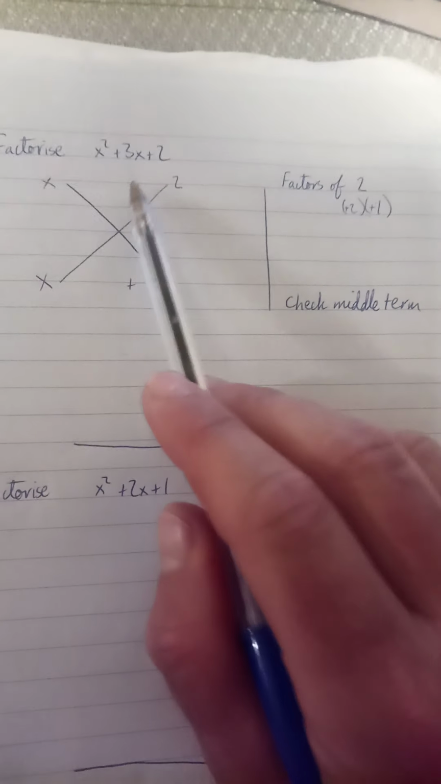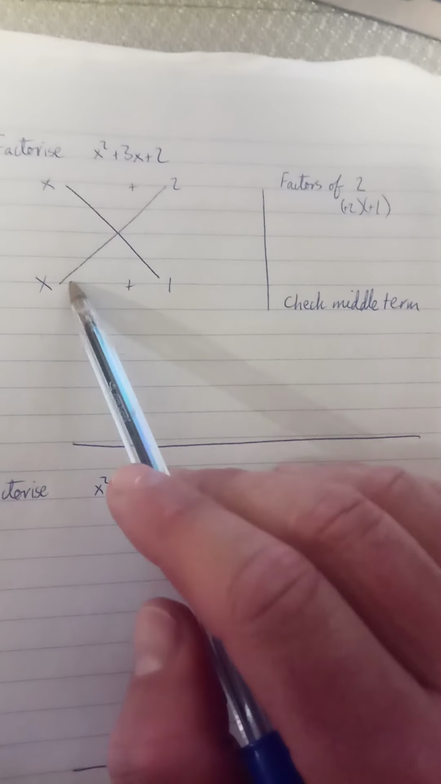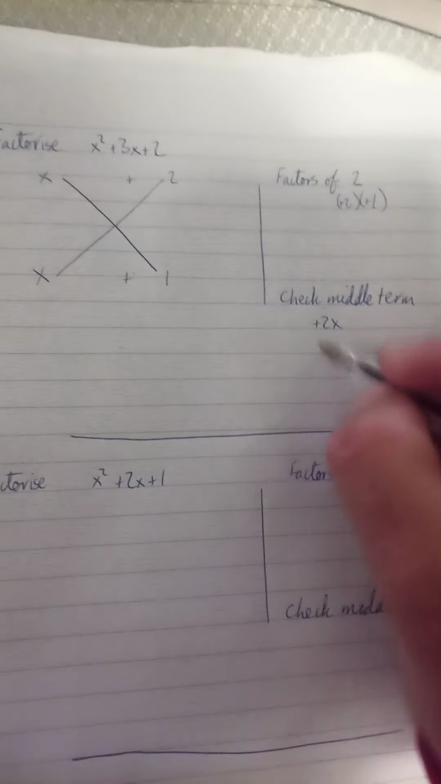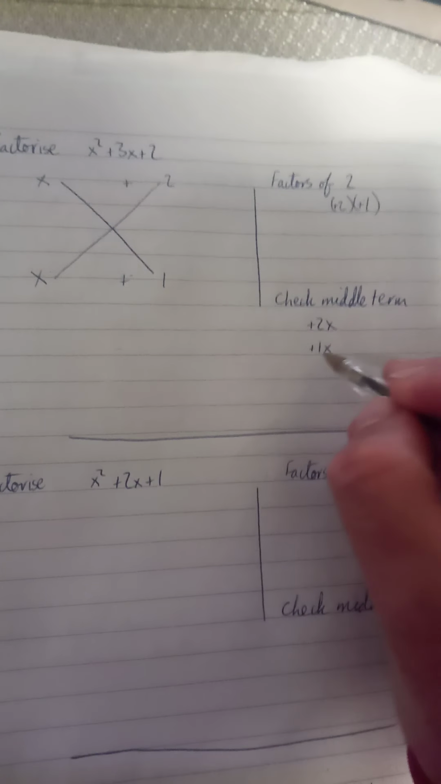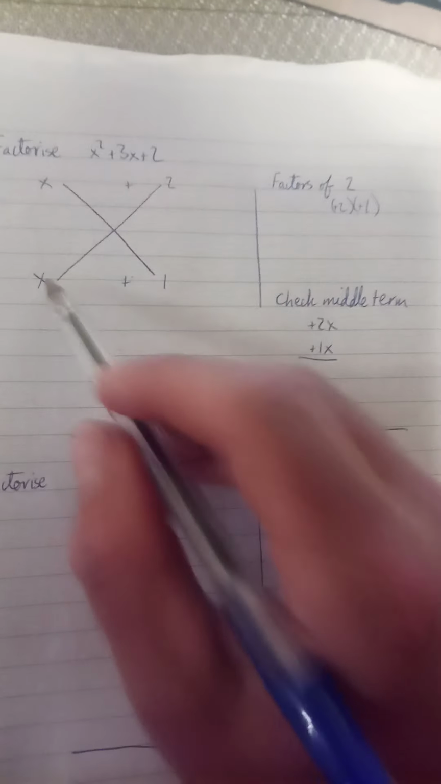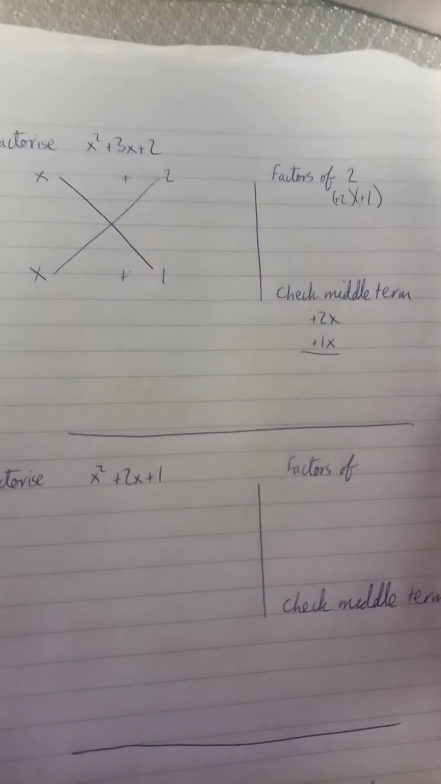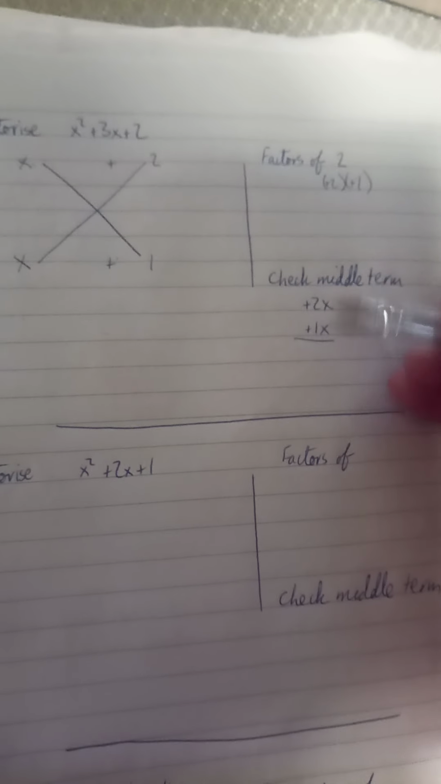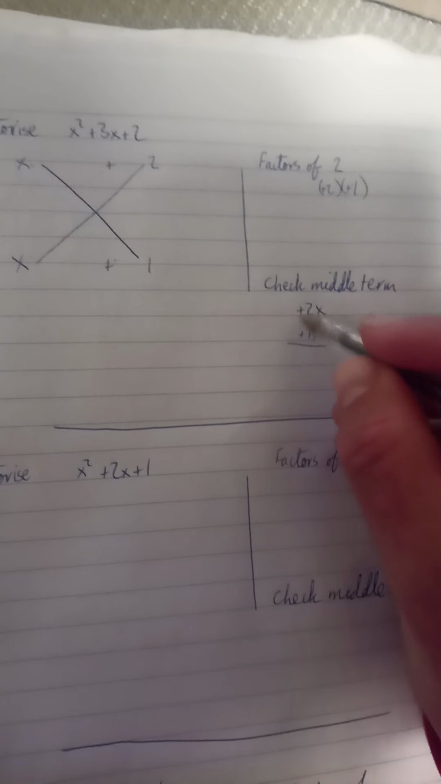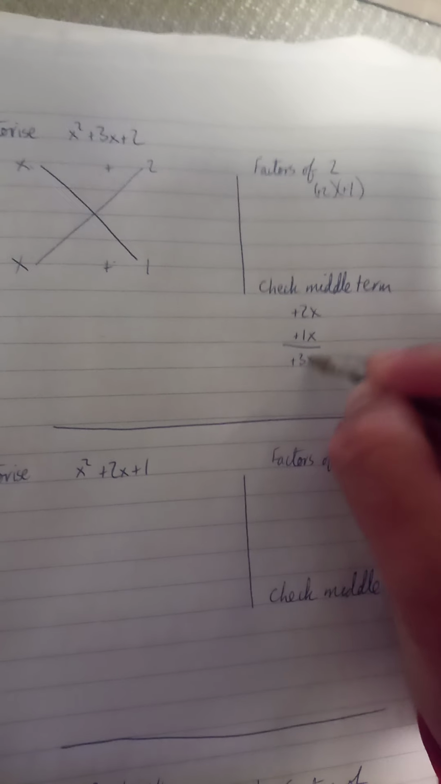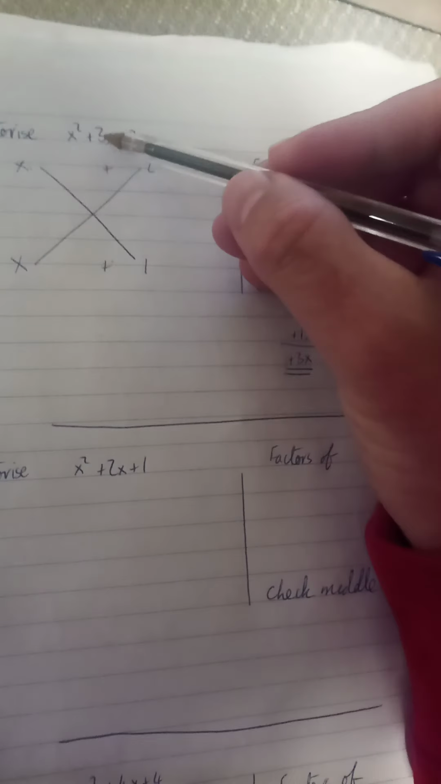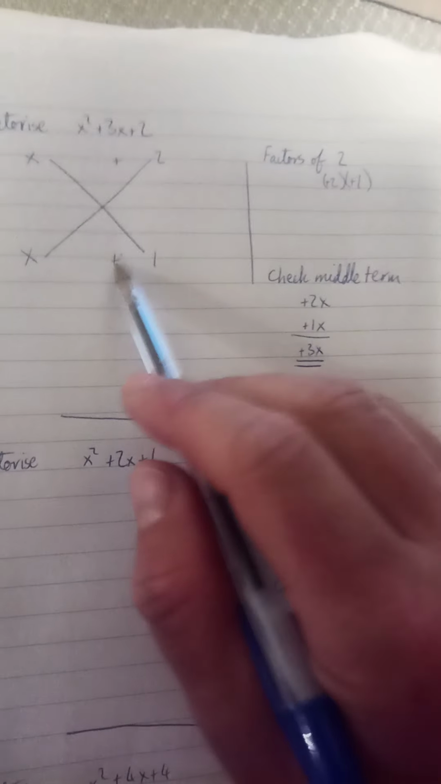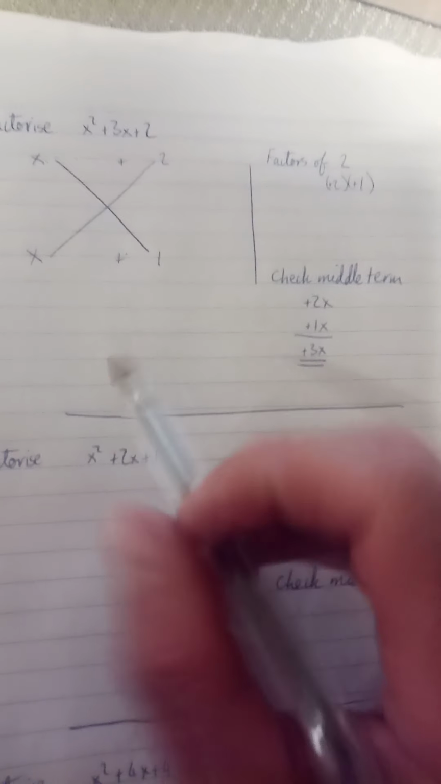The way we check them is along the diagonal. So plus 2x, plus 1x, we're multiplying those terms together. So plus 2 by x is plus 2x, and plus 1 by x is plus 1x. Then to check are they the right factors, we add or subtract those together. We've got two pluses, so we add. We ask ourselves, is that the same as the middle term? And if it is, which in this case it is, that's the correct layout or orientation for my factors.